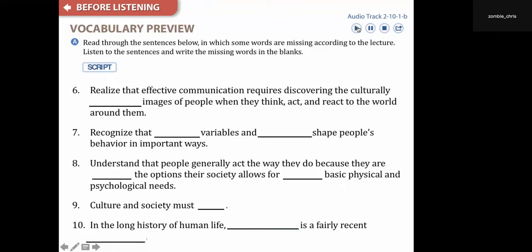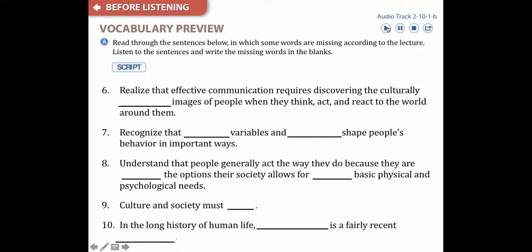6. Realize that effective communication requires discovering the culturally conditioned images of people when they think, act, and react to the world around them. 7. Recognize that situational variables and conventions shape people's behavior in important ways. 8. Understand that people generally act the way they do because they are exercising the options their society allows for satisfying basic physical and psychological needs. 9. Culture and society must coexist.